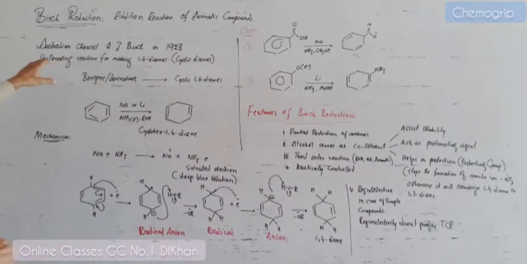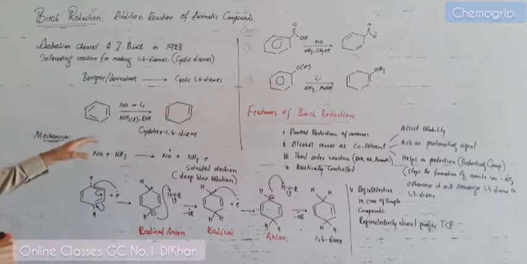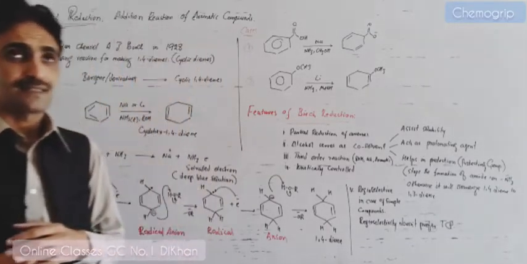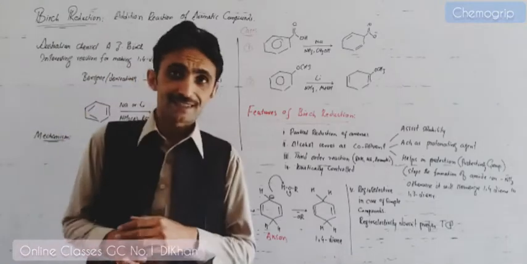Birch was basically an Australian chemist who proposed this reaction in 1928 by reacting benzene or its derivative in the presence of a reaction medium that was facilitated by sodium or lithium in liquid ammonia in the presence of alcohol. So these are the reagents which are used for executing Birch reduction reaction.